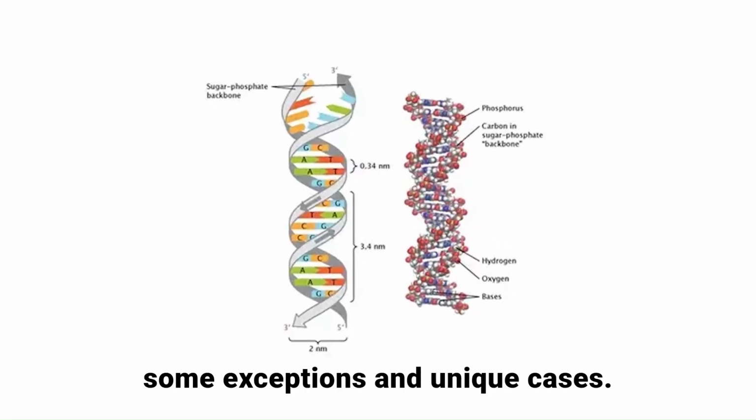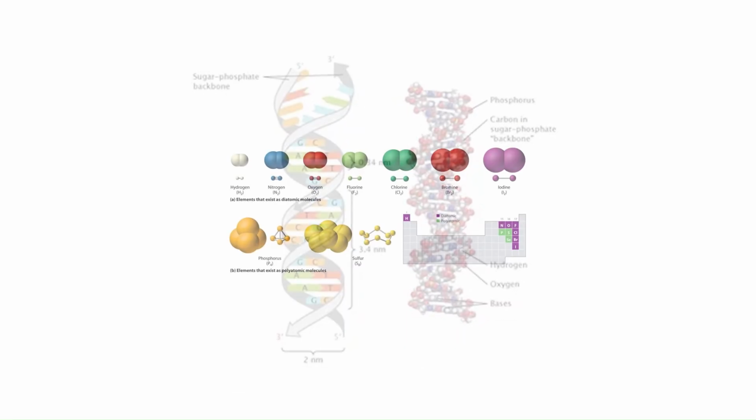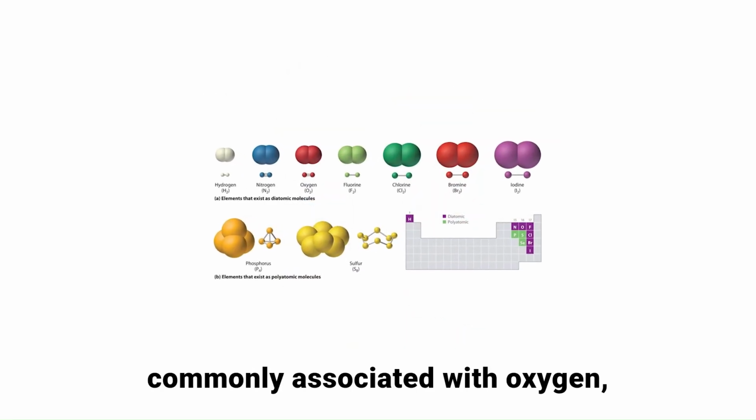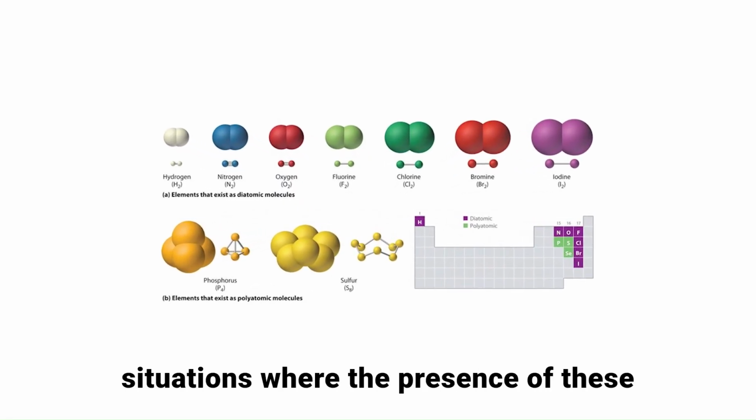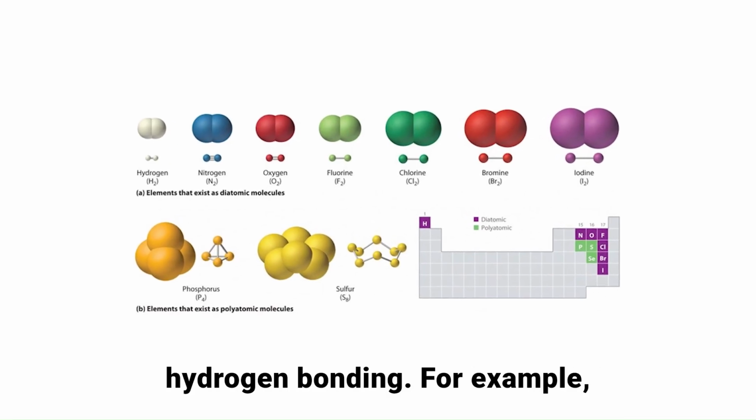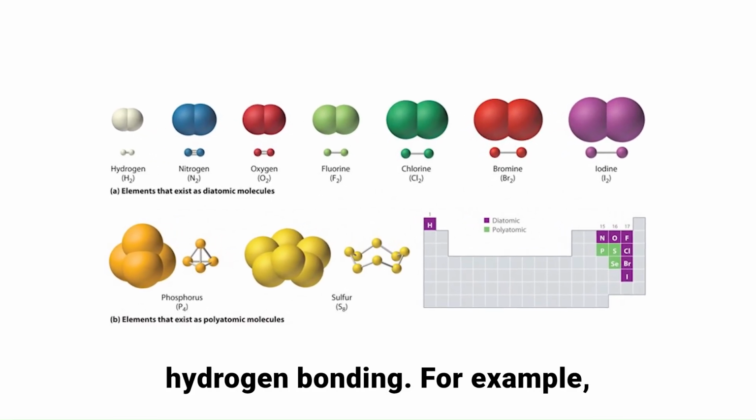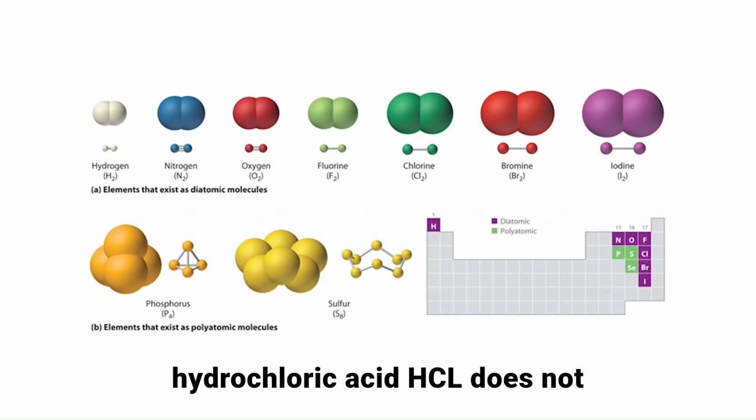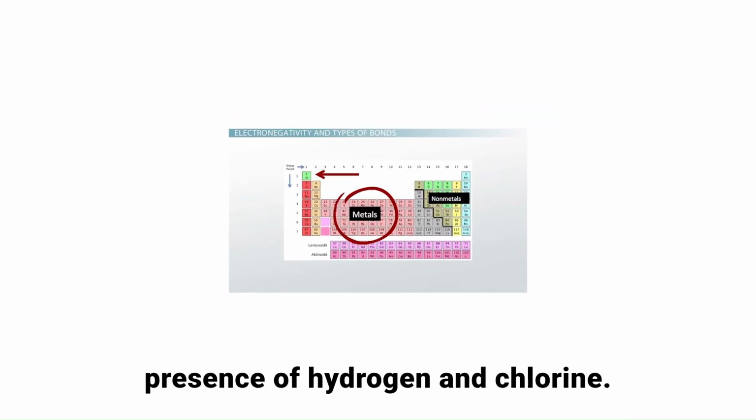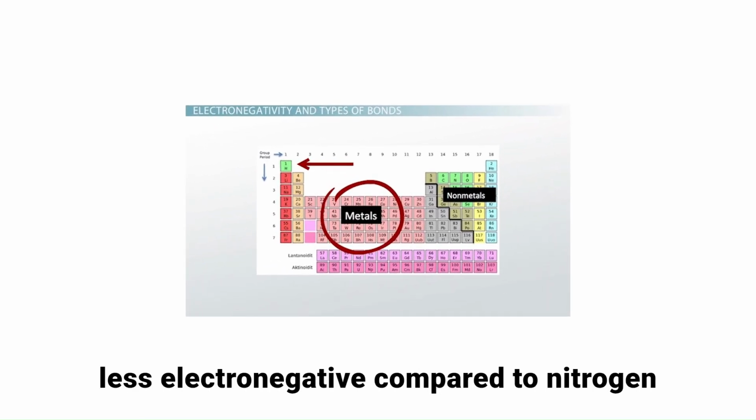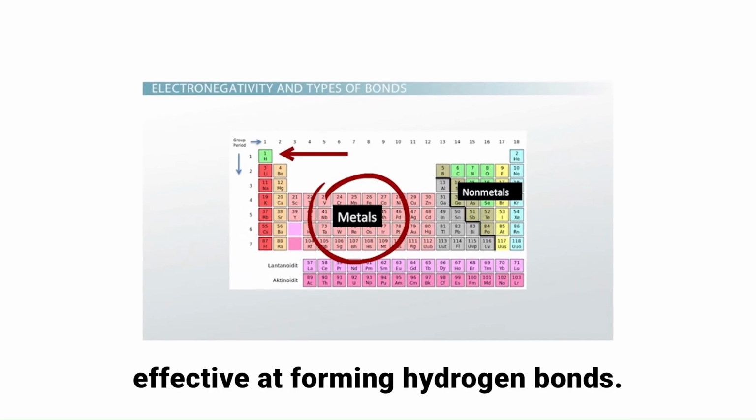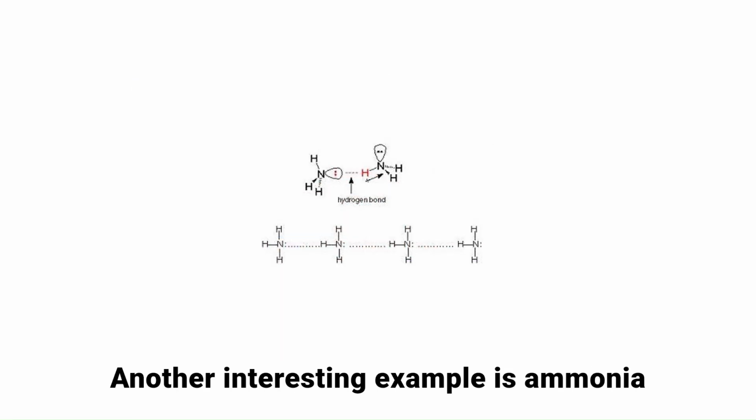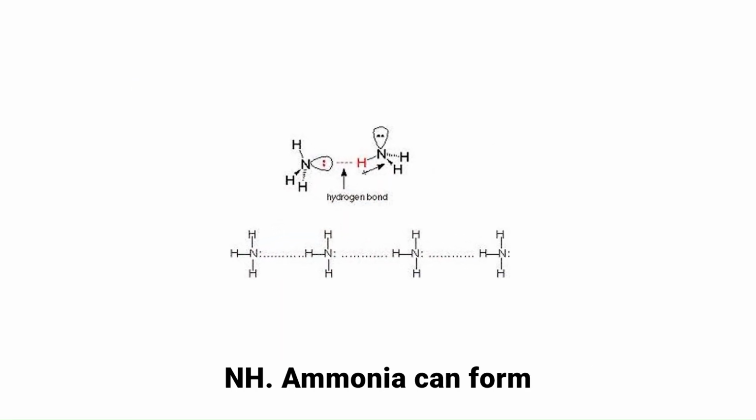Now, let's look at some exceptions and unique cases. Although hydrogen bonding is most commonly associated with oxygen, nitrogen, and fluorine, there are situations where the presence of these atoms does not necessarily result in hydrogen bonding. For example, hydrochloric acid, HCl, does not exhibit hydrogen bonding despite the presence of hydrogen and chlorine. This is because chlorine is larger and less electronegative compared to nitrogen and oxygen, making its lone pairs less effective at forming hydrogen bonds. Another interesting example is ammonia, NH3.